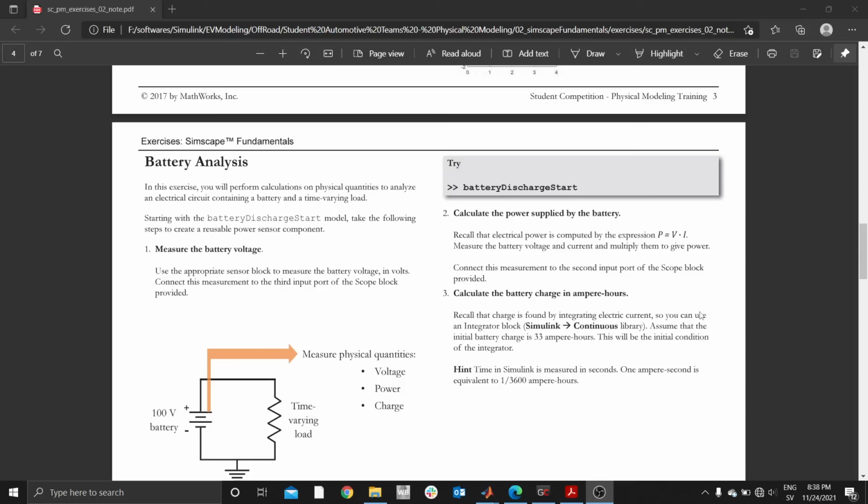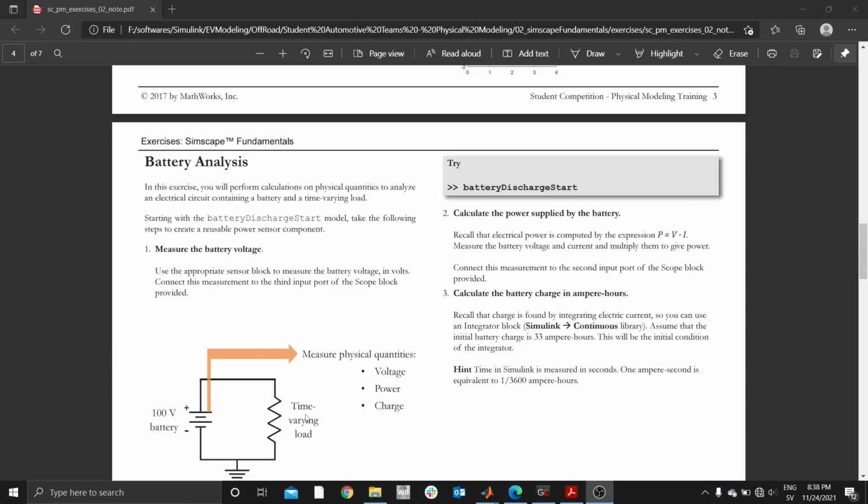Hi guys, today is our lesson 4 whereby we have been modeling real life examples in Simulink. Today in our lesson 4 I'm going to model this battery.